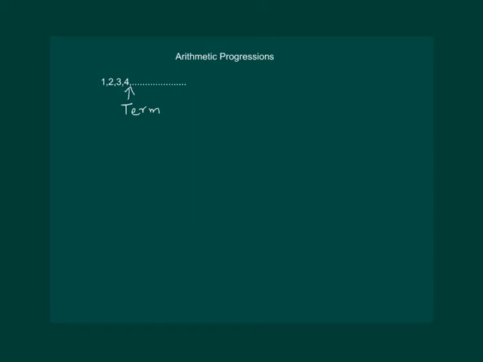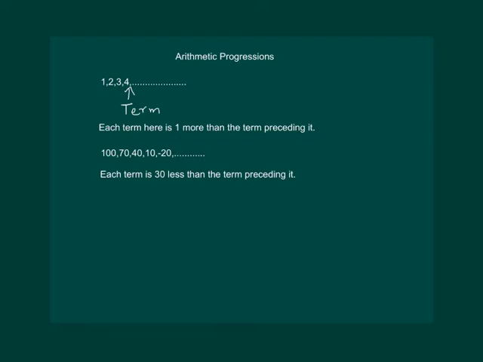That means second term is 1 plus 1. Third term is 2 plus 1. Fourth term is 3 plus 1. Consider another list of numbers. Here each term is 30 less than the preceding term. That means the second term is 100 minus 30. Similarly, third term is 70 minus 30, and so on.